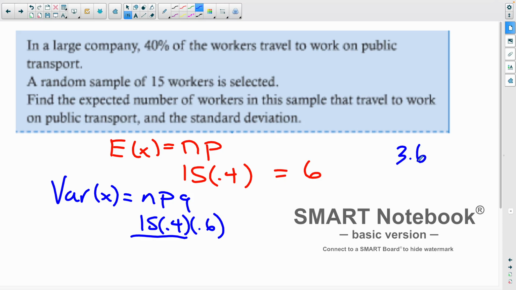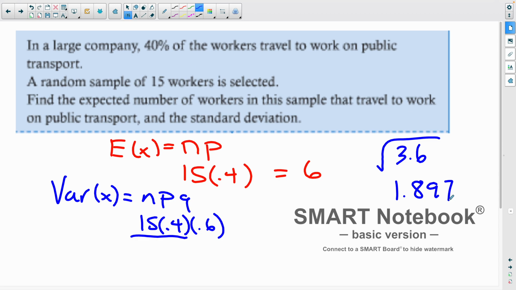Now, what is that? That's the variance. So to get the standard deviation, we have to do what? Take the square root of it. Okay? So help me out. You've got the calculators and stuff like that. Say again? 1.897.